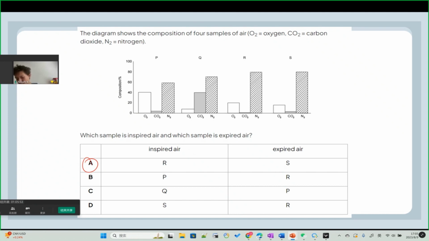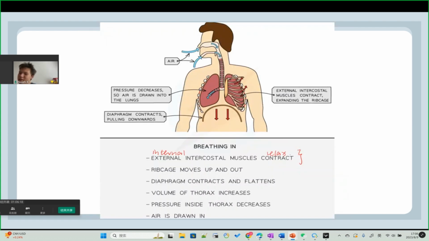And how about external muscle, will it contract or relax? The external, I think I said that it relaxes. No. Breathing in or out? Out. When you're breathing out, it relaxes. Really? No? Because for breathing in, the external one contract, right?